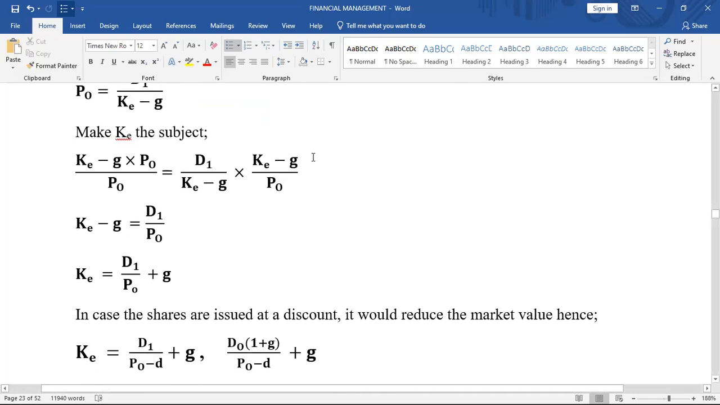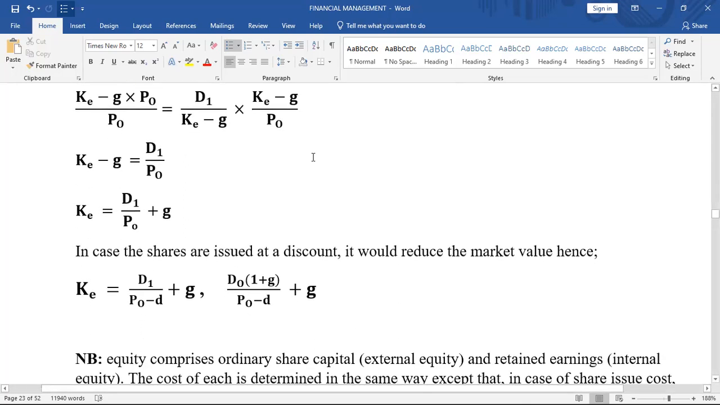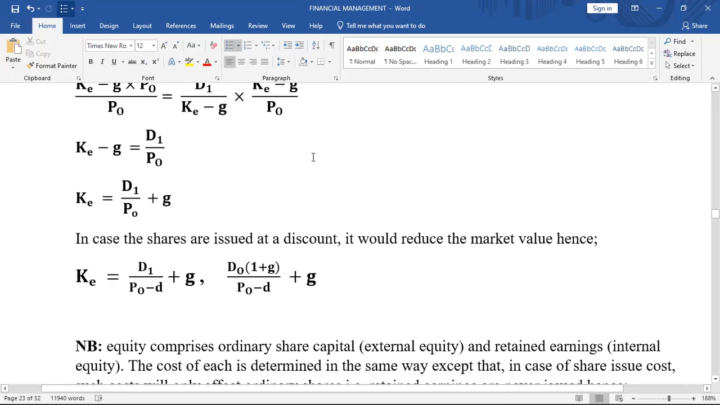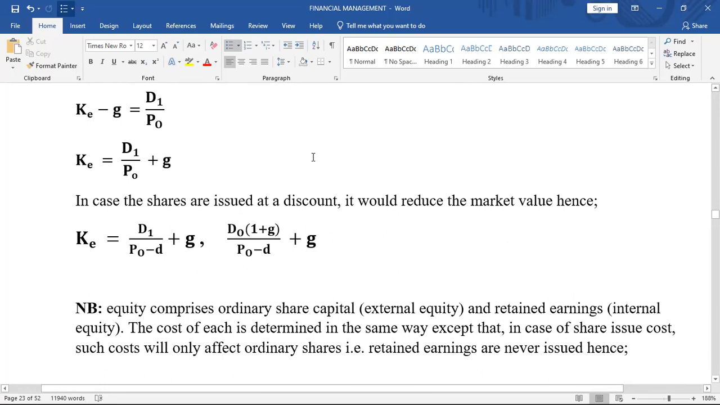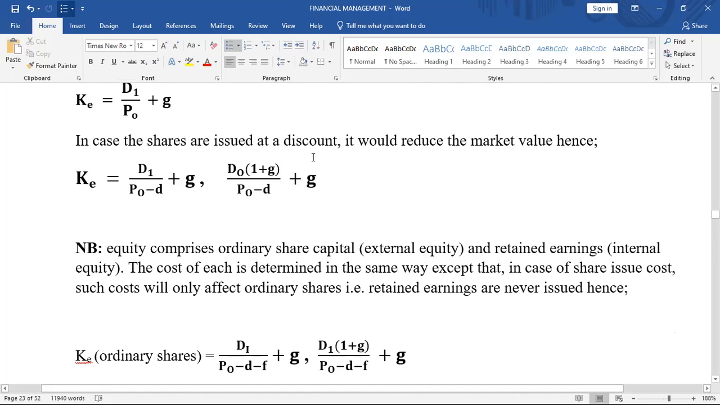You can see the explanation or computation in my notes there. To get our cost of equity, we take the expected dividends, if they are the ones given in the question, and divide by the market value, plus the growth rate. In case the shares are issued at a discount, it reduces the market value. So the cost of equity is D1, the expected dividends, divided by P0 minus D, plus g.